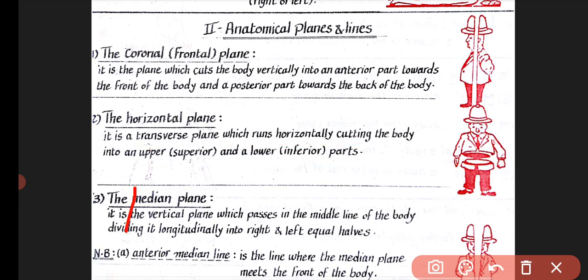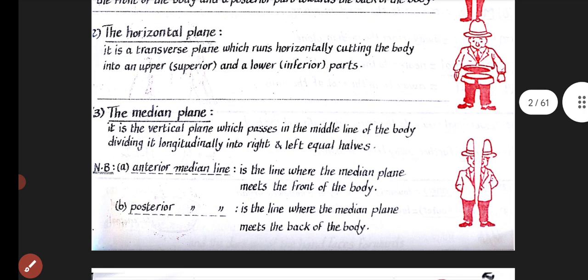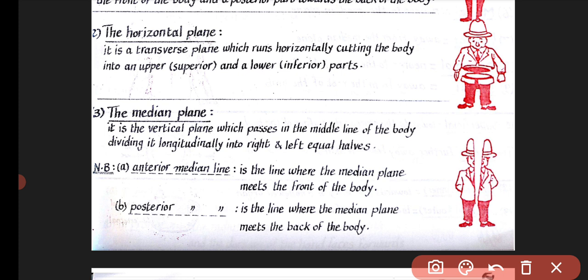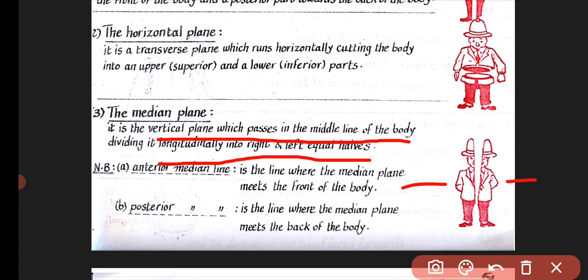And next one is the median plane. It is the vertical plane which passes through the midline of the body, dividing it longitudinally into right and left halves. This is the right half. This is the left half.